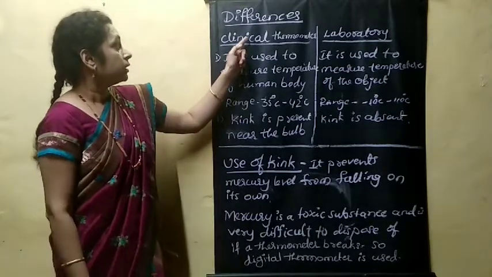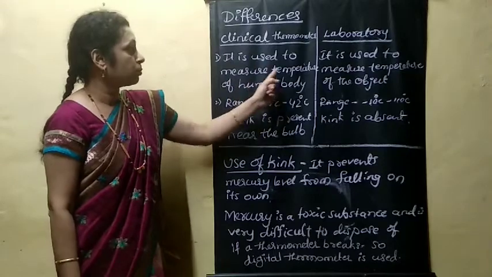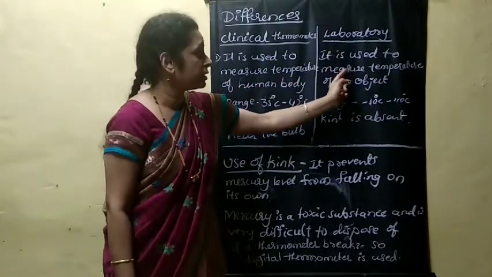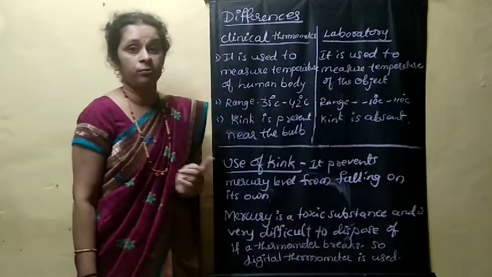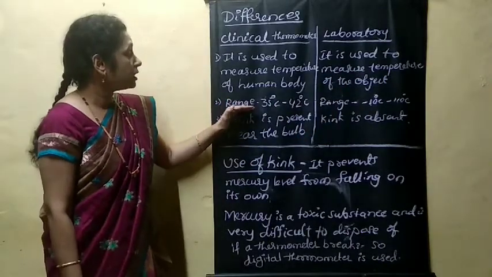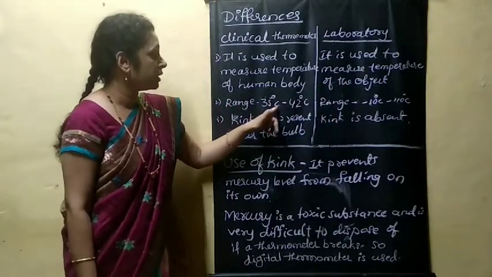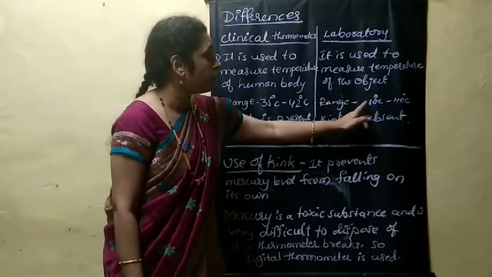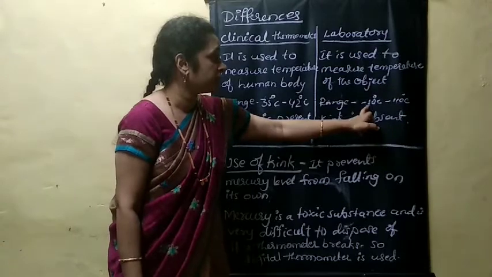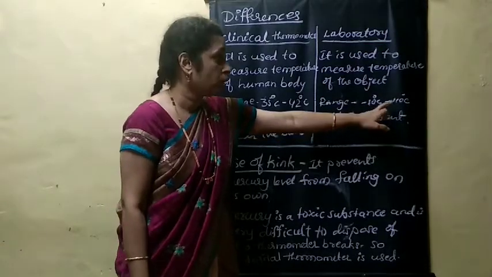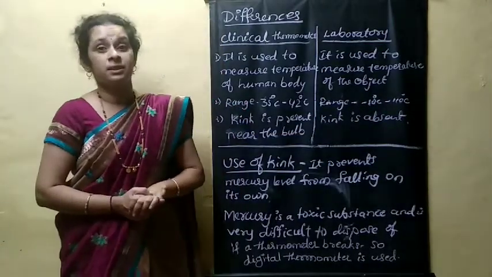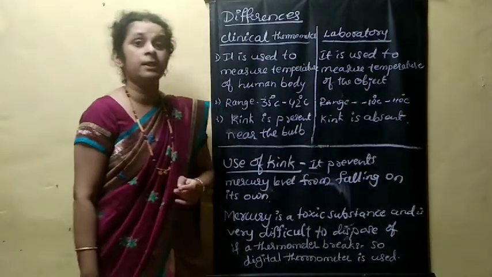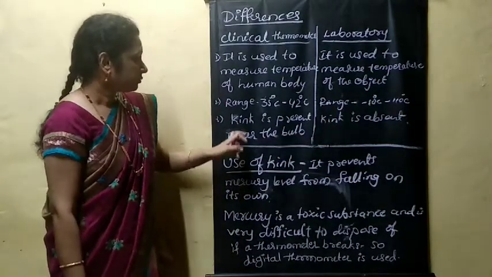The clinical thermometer is used to measure the temperature of the human body, and the laboratory thermometer is used to measure the temperature of an object. The range of the clinical thermometer is 35 degrees to 42 degrees Celsius, and the range of a laboratory thermometer is minus 10 degrees Celsius to 110 degrees Celsius. You have to mention minus 10 degrees Celsius to 110 degrees Celsius.